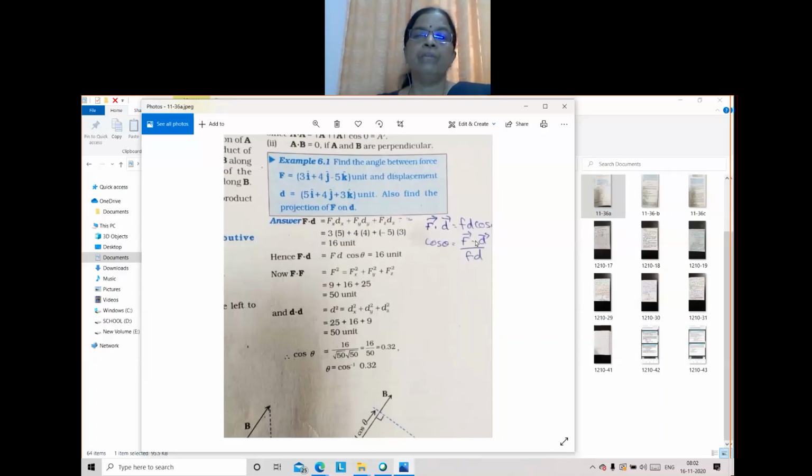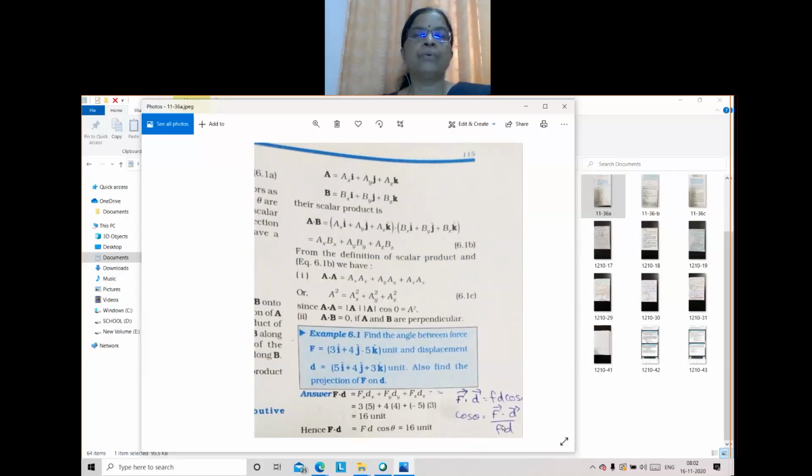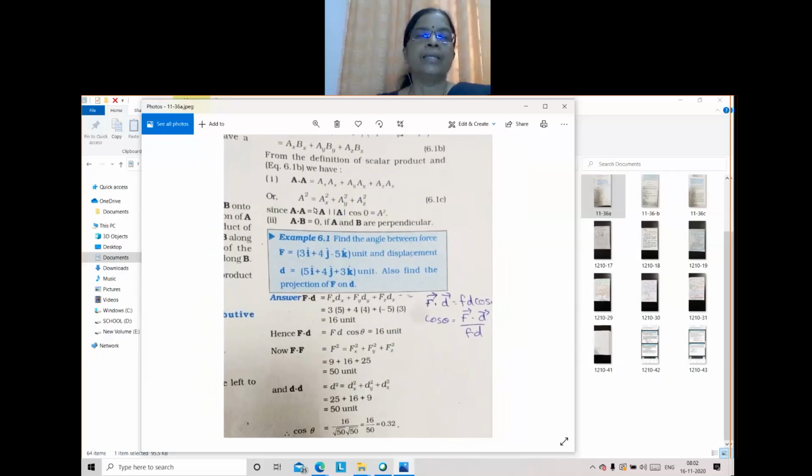See, F dot D we got 16. But F and D, how will you find? Vector F is given here. How will you find its magnitude? Here simply if we write F, that means its magnitude. So how will you find magnitude? Magnitude of F is root of, see, this is A square, A dot A. A dot A is A into A cos 0, because the angle between the same vectors is 0.